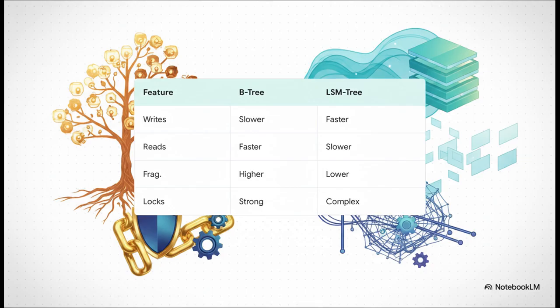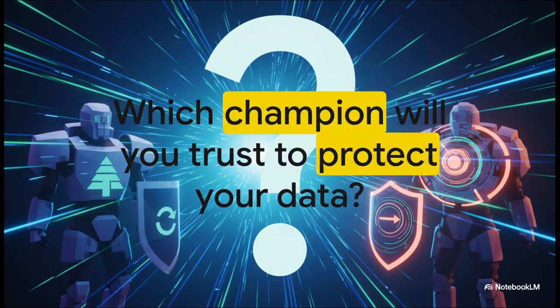The LSM tree manages fragmentation way better, but the B-tree provides much stronger, simpler locking mechanisms because, again, a key exists in only one place. Ultimately, it all comes down to the precise workload of your application. There's no magic silver bullet here. So, I'll leave you with this. When your next massive application hits a critical performance bottleneck and the data is just flooding in, which champion will you trust to protect your data? Are you going to append, or will you update in place?